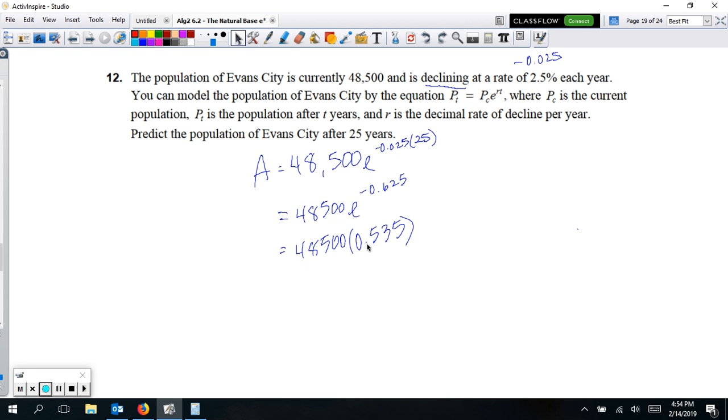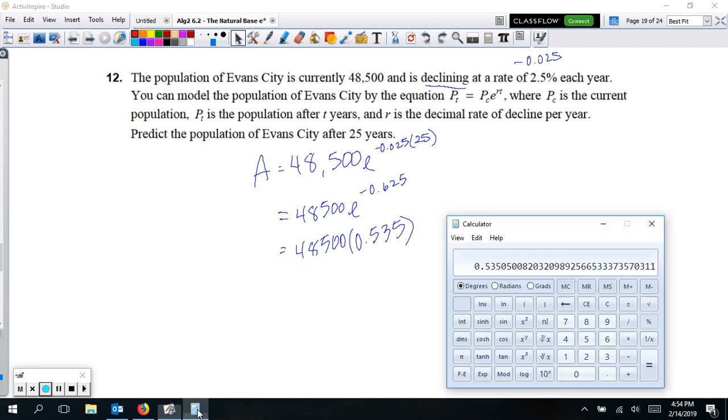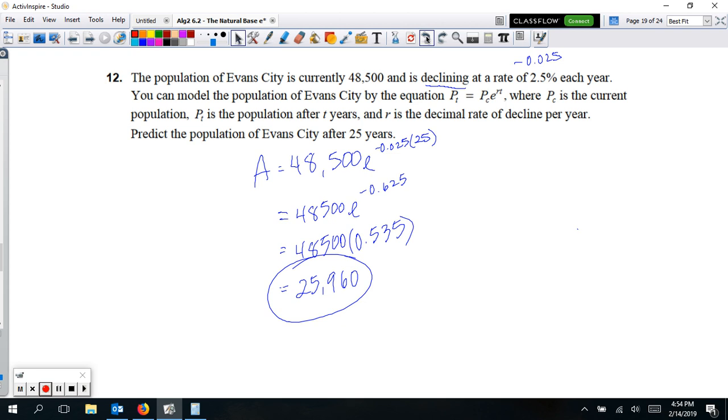So now I multiply this times what we have on the calculator screen here. We times this now by the 48,500 and equals, and that gives us about 25,950. So that's a pretty good estimate. This is actually what the book said, 25,960.